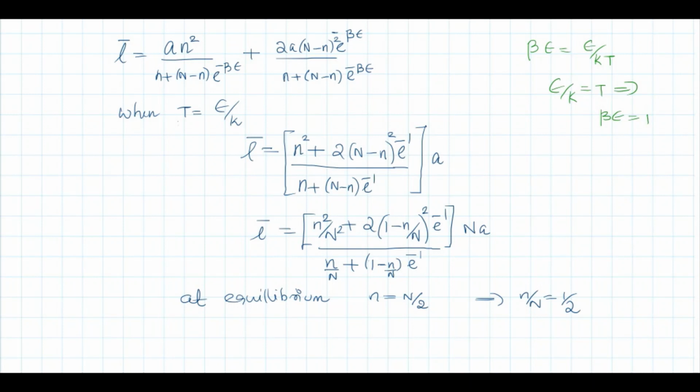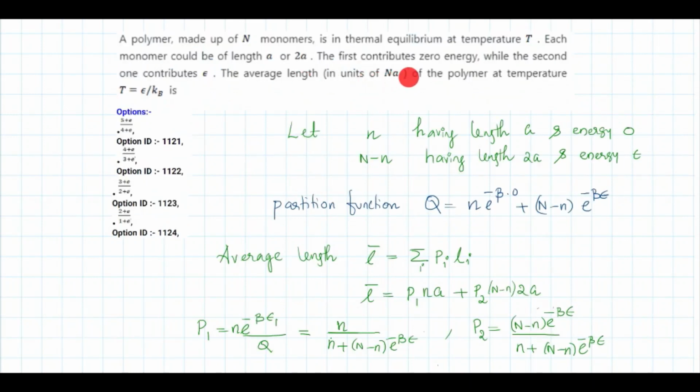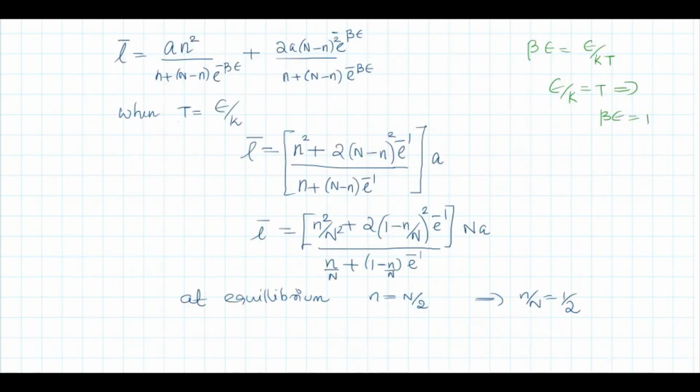Now the answer is the average length in units of NA, so take an N outside. Again from numerator and denominator take another N and cancel. Then the numerator becomes n squared by capital N squared plus 2 into (1 minus n by N) whole squared e raised to minus 1. The denominator is n by N plus (1 minus n by N) into e raised to minus 1. One N cancels, capital N from numerator and denominator cancels, and one N is there, times NA. At equilibrium, this small n becomes capital N by 2, and small n by N becomes half.